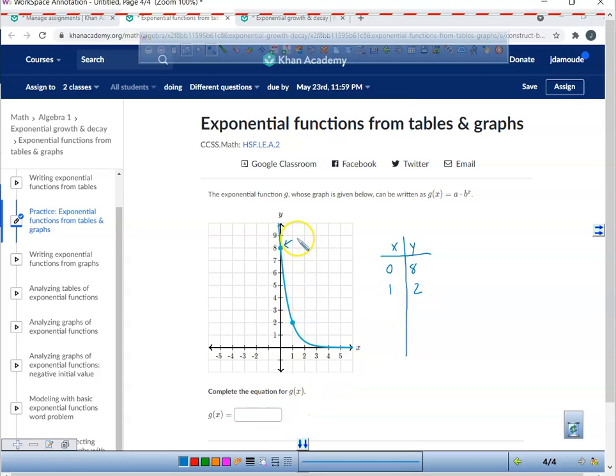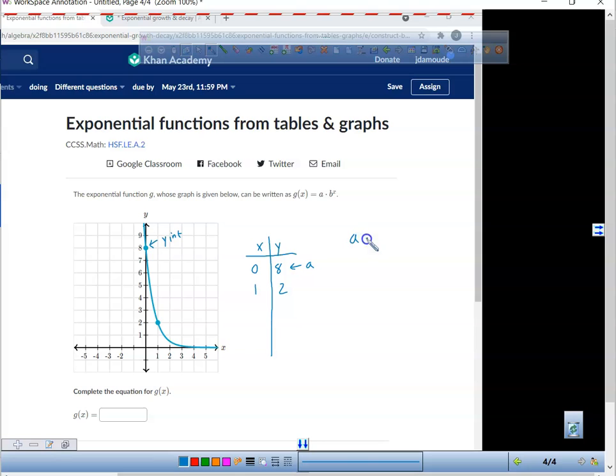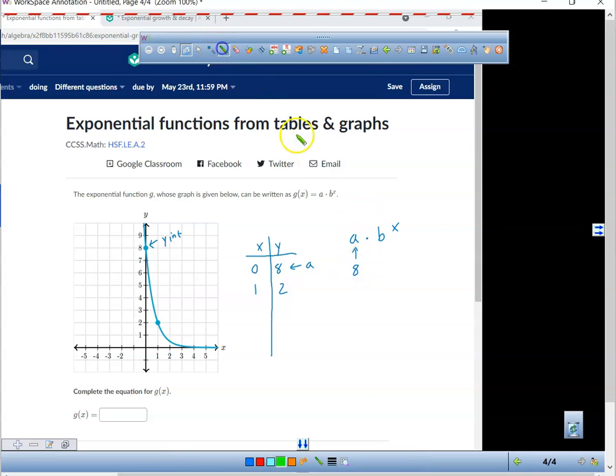Now what you need to understand, this y-intercept is always the a value. So your y-intercept is always the a value when you're trying to create your function a times b to the power of x. So that initial value right here is going to be 8. Finding the b value is really easy. All you have to do is take this number and divide it by this number. So our b value is simply going to equal 2 divided by 8.